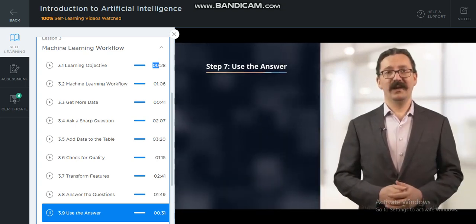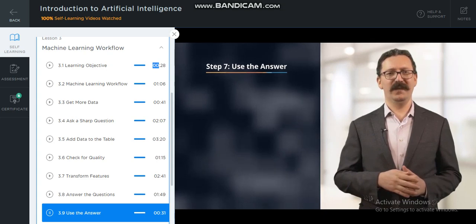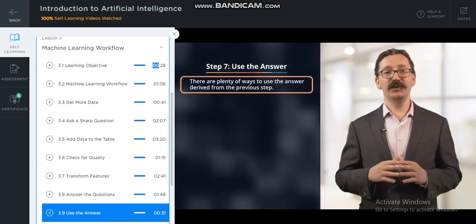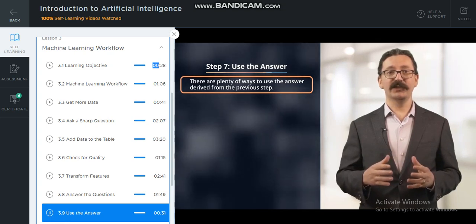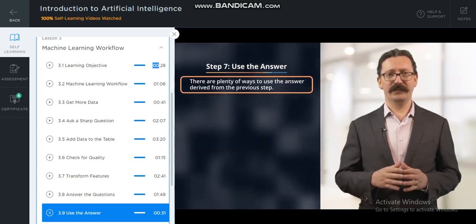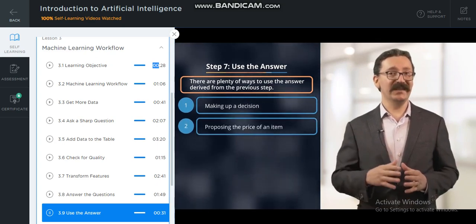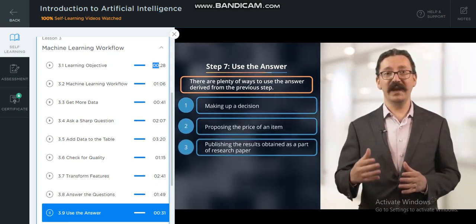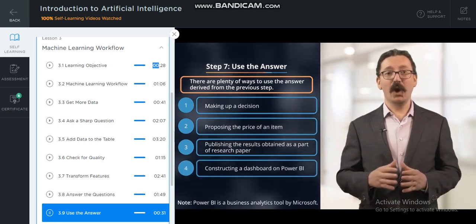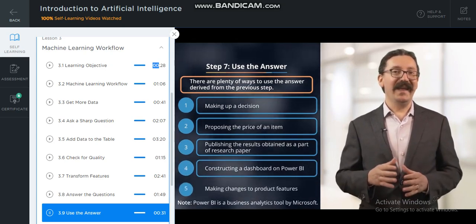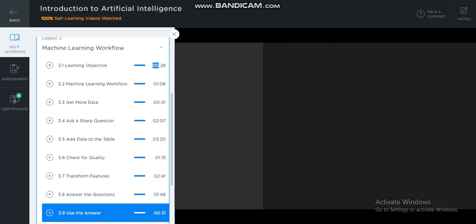Step 7. The last step of the machine learning workflow is use the answer. There are plenty of ways to use the answer that we receive. Some of the methods for using the answers are as follows. Make a decision, proposing the price of an item, publishing the results obtained as a part of a research paper, constructing a dashboard on Power BI, and making changes to product features.